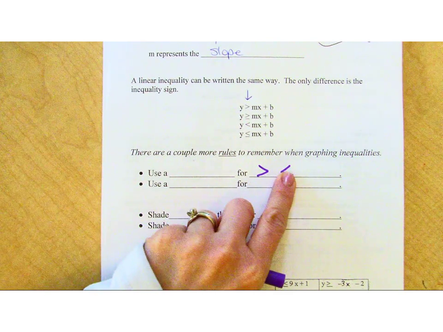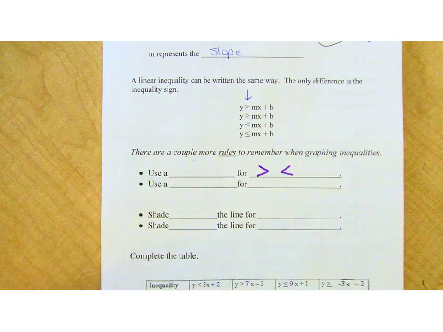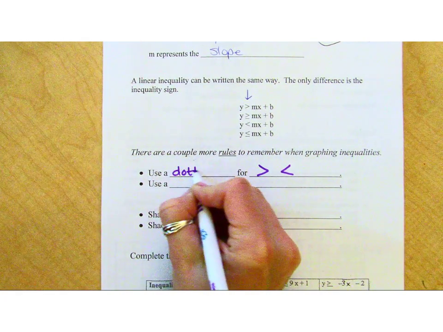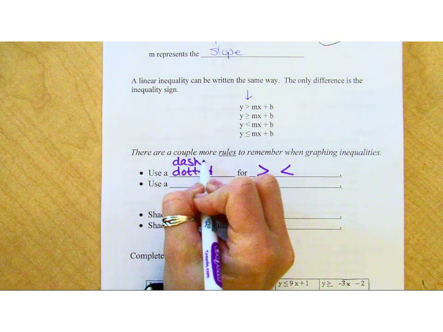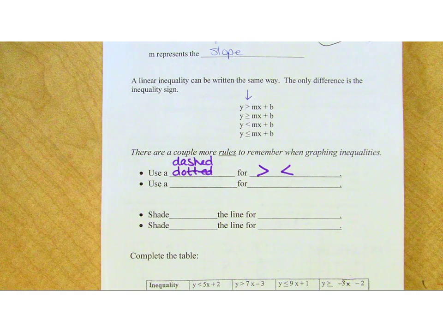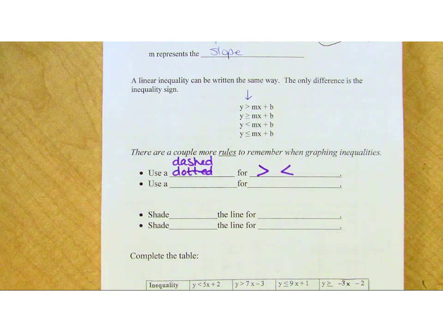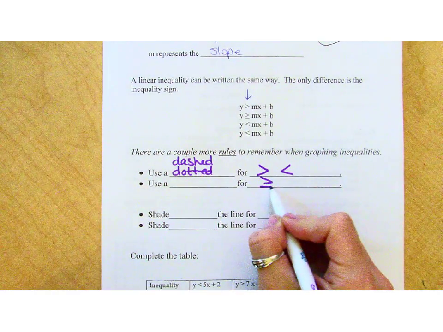A dotted line. Some people said dashed. Use it with dashes. That's okay. A dotted line or a dash line is what you're using for those 2. So then if I have a greater than or equal to and a less than or equal to, what kind of line should I use for those? Can the solution be right on the line?